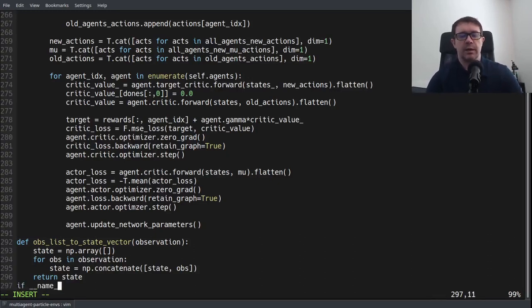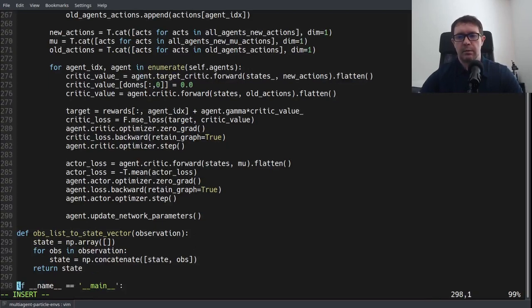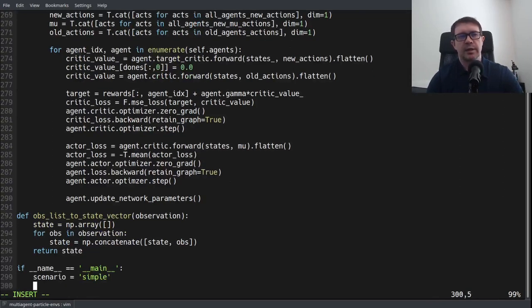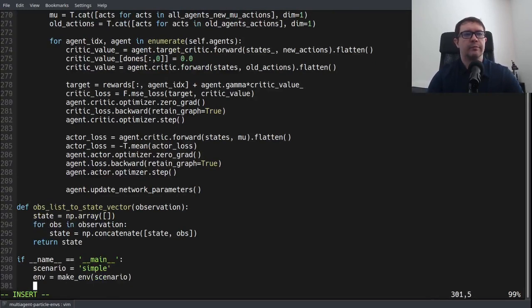So if name equals main. We're going to start with the simple scenario, which if you take a look at the documentation, is just an agent trying to reach a goal landmark. It's very trivial. It's just for debug purposes to make sure we didn't make a mistake. So we want to make our environment, and we want to get our number of agents.